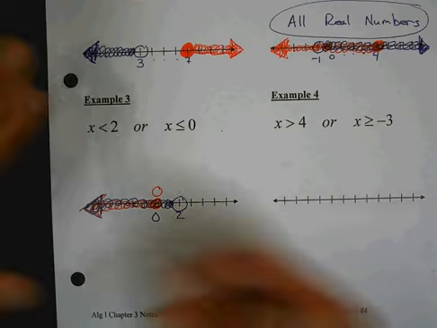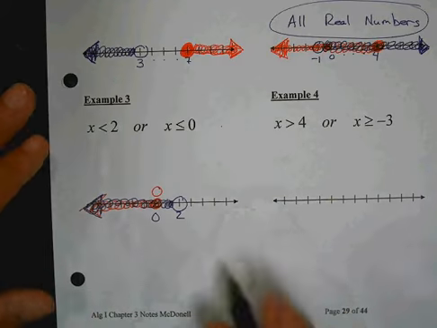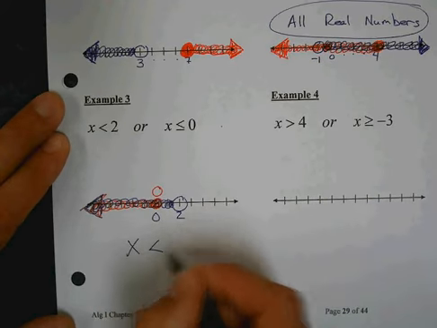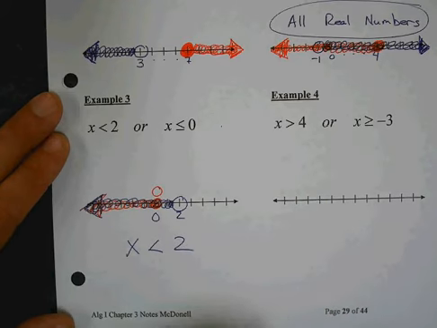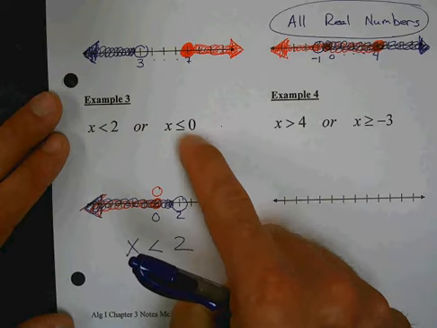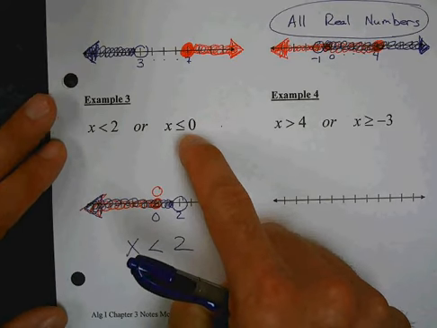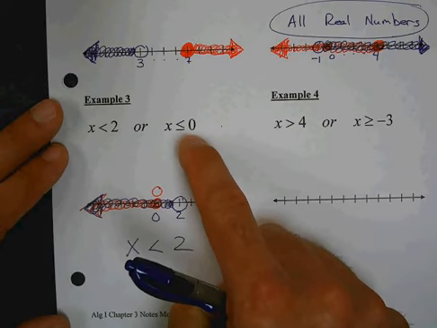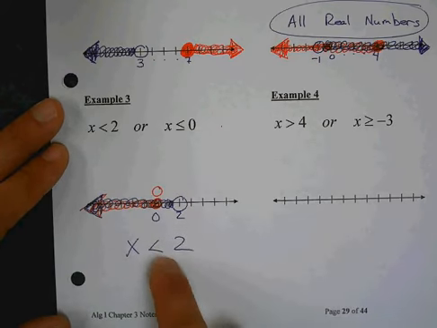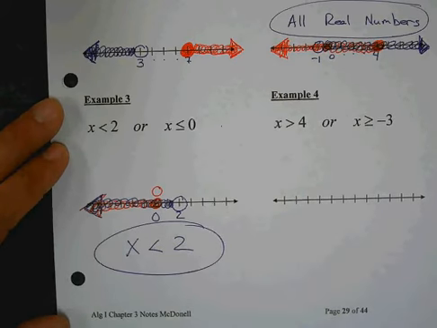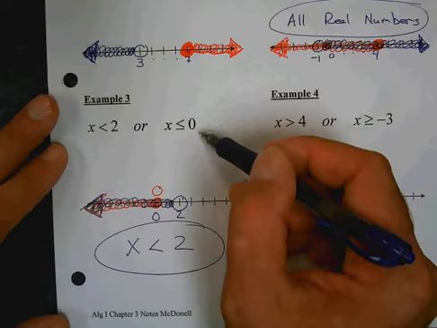The answer is what's shaded. What's shaded right now? Everything from where down? Everything from 2 and down. Do I care about the 0 in this case? Why does the 0 not matter? Because anything 0 and below is already covered by everything that's 2 and below. So algebraically, this is your answer. You don't need to worry about the 0 because it's covered by that.